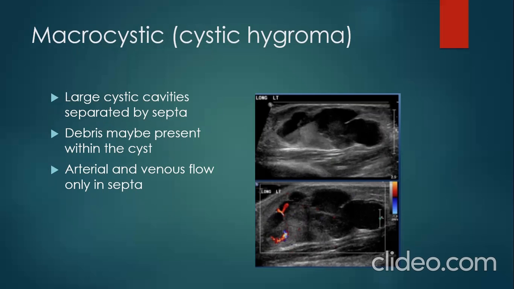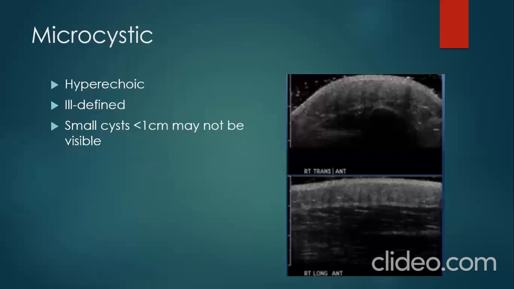If we turn on our color Doppler, we're only supposed to see the arterial and venous flow in the septa, not in the cystic contents themselves. As seen in this image, we are seeing the uptake of flow in the septations of our cystic lesion. So these are images showing macrocystic lymphatic malformation, with the cystic hygroma in this case.